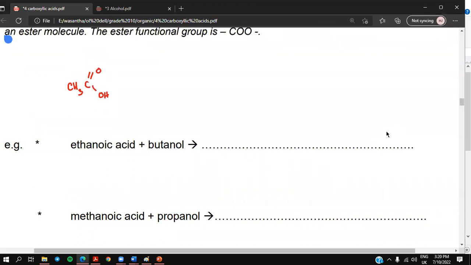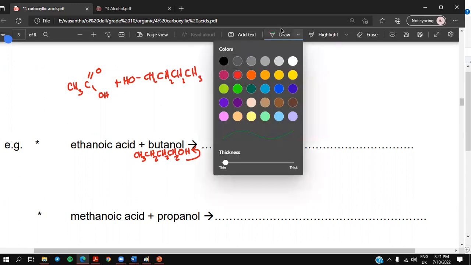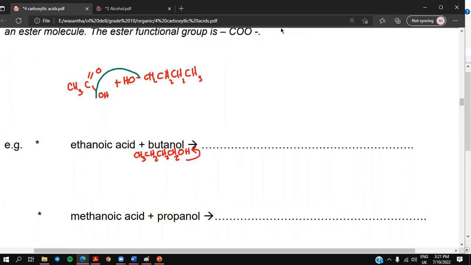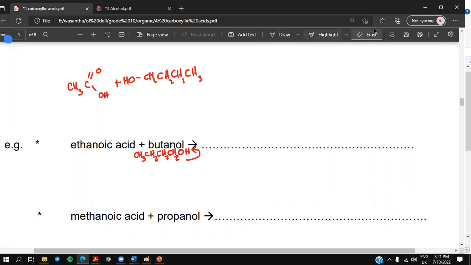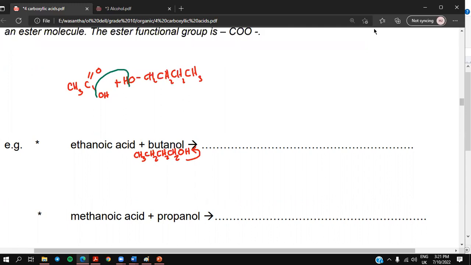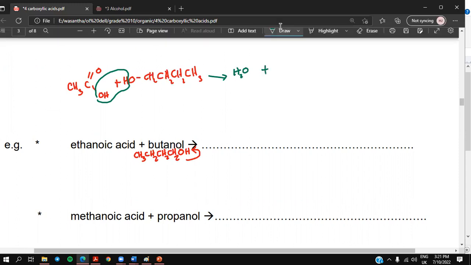This reacts with butanol. I'll just draw the butanol over here first. Butanol is CH3, CH2, CH2, CH2OH. But to construct the ester linkage, I will invert this molecule and write it next to ethanoic acid. How? H-O-CH2, CH2, CH2, CH3. Because it's a condensation reaction, as I told earlier, this OH of the carboxylic acid reacts with the H of the alcohol. And what is produced? An H2O molecule. And then the two molecules are going to join together.